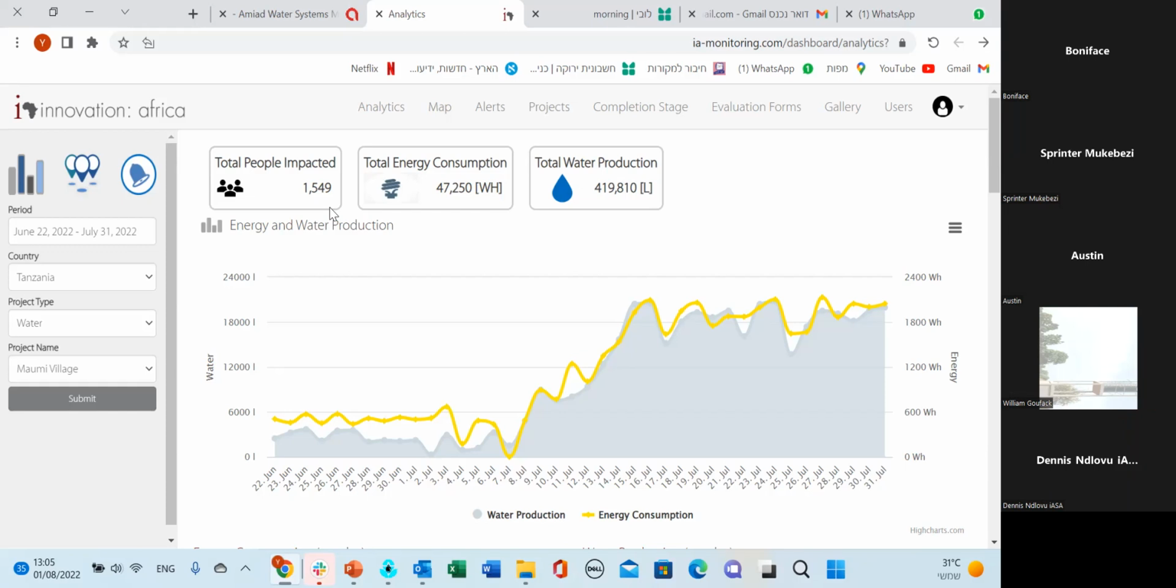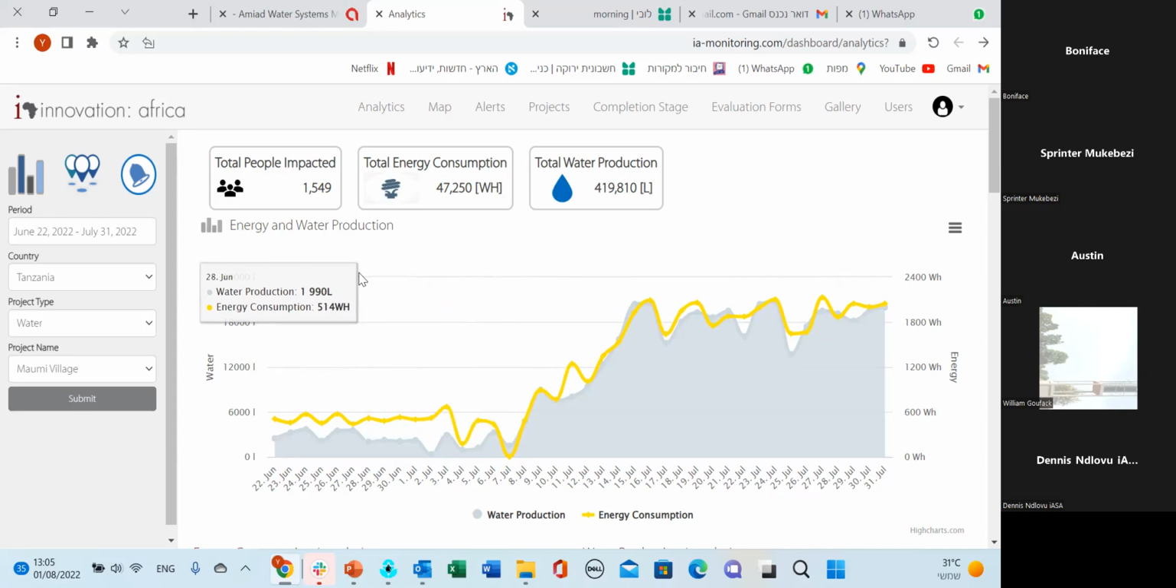And this is the water that we supplied during the past 1.5 months. You can see that I'm showing here the data starting from 22nd of June until the end of July, which was yesterday.